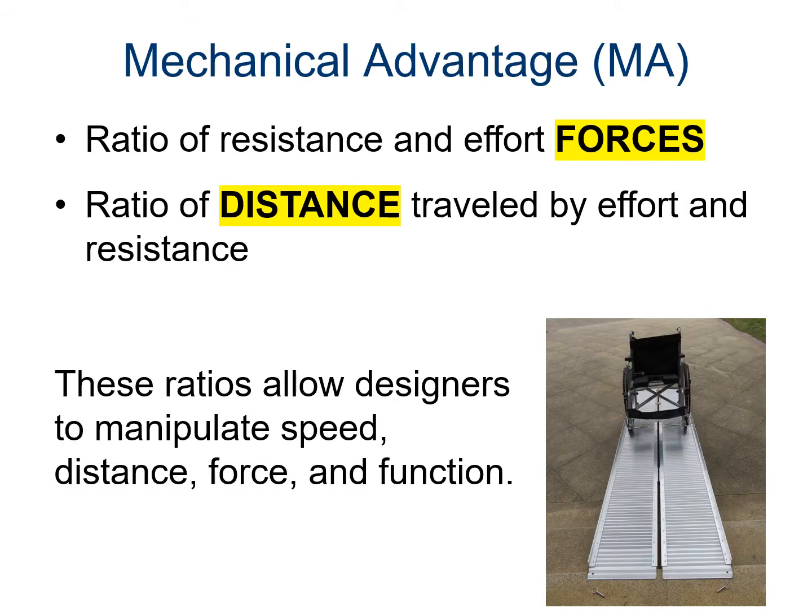Mechanical advantage is a trade-off or a compromise between the distances and forces. We will examine mechanical advantage by comparing the ratio of the resistance and effort forces and the resistance and effort distances. Calculating ratios allows designers to manipulate speed, distance, force, and function. For example, what slope should a wheelchair ramp be so that the person in the wheelchair could easily manipulate getting themselves up the ramp?